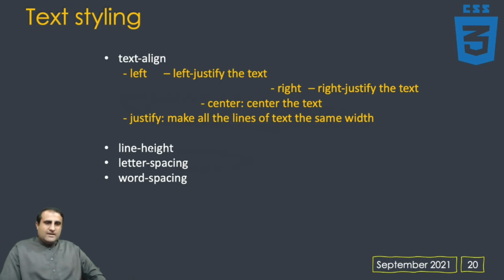Similarly, we have the line height, letter spacing, and word spacing properties. Line height is how far the lines in a paragraph are from each other, or the distance between the lines. The letter spacing is the distance between the letters in a word, and the word spacing is the distance between the words in the paragraph or the sentence.